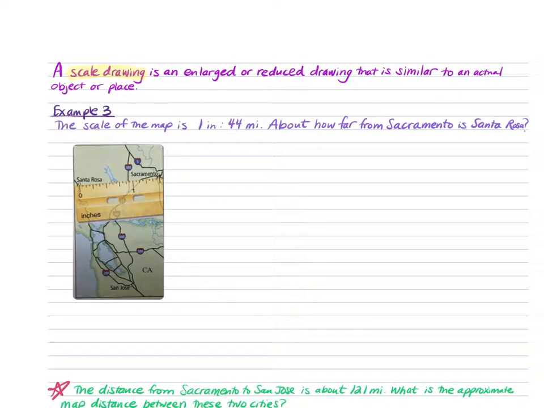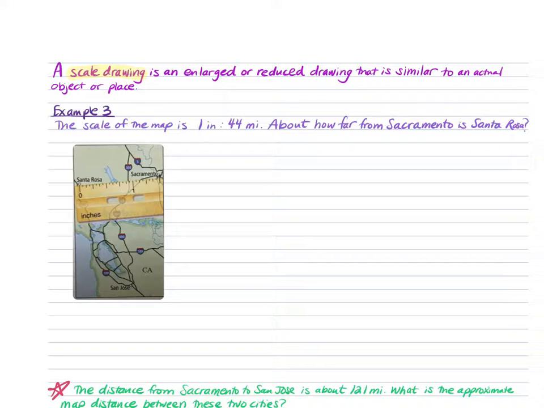Okay, we're going to look at one more type of application with proportions, and that is with scale drawings. So a scale drawing is an enlarged or reduced drawing that is similar to an actual object or place. So in example 3, we're going to use the example of a map. If you have a map of a place, it's going to be a reduced drawing, but it's going to be to scale. So in this map, we have a distance between Santa Rosa and Sacramento. The scale of the map is 1 inch equals 44 miles. So the ratio or the scale is 1 to 44. So using that scale, how far from Sacramento is Santa Rosa?